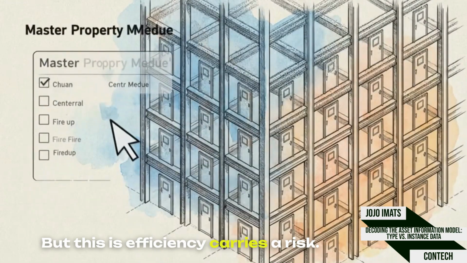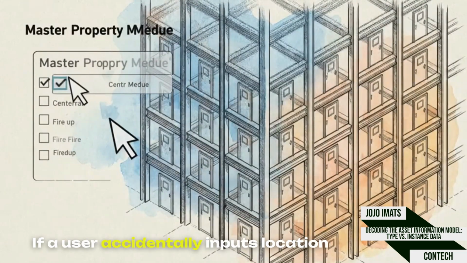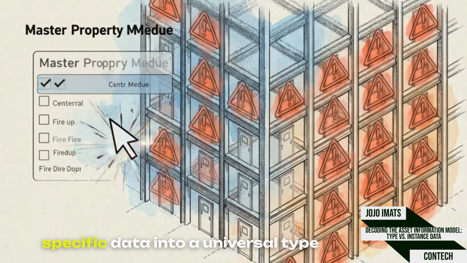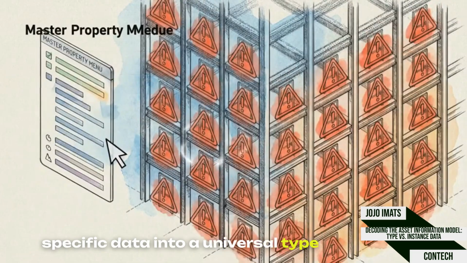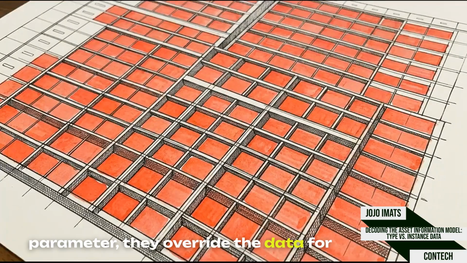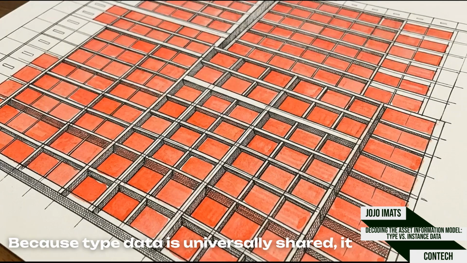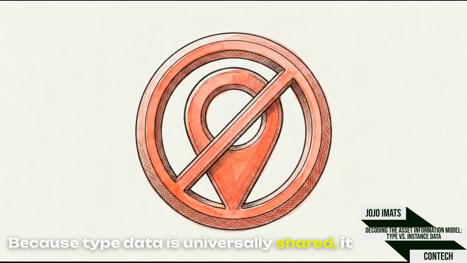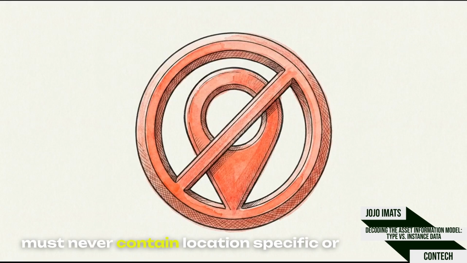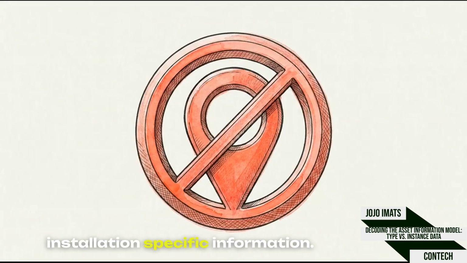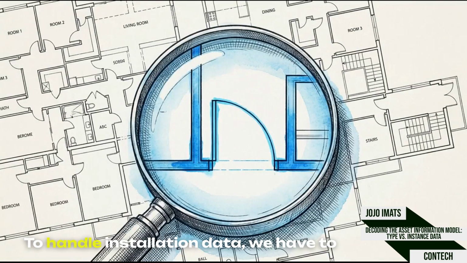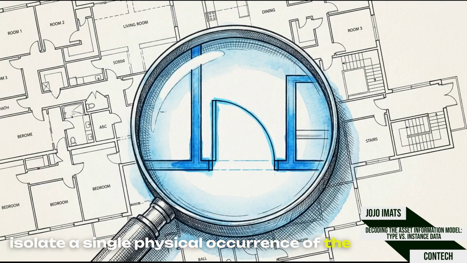But this efficiency carries a risk. If a user accidentally inputs location-specific data into a universal type parameter, they overwrite the data for every single door in the project, ruining the dataset. Because type data is universally shared, it must never contain location-specific or installation-specific information. To handle installation data, we have to isolate a single physical occurrence of the asset.